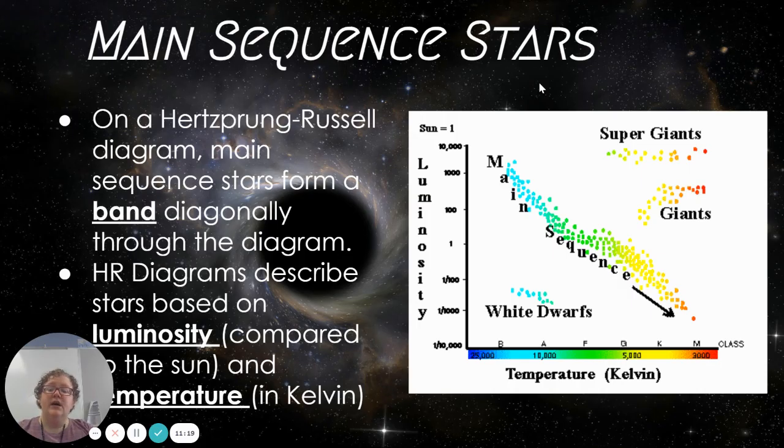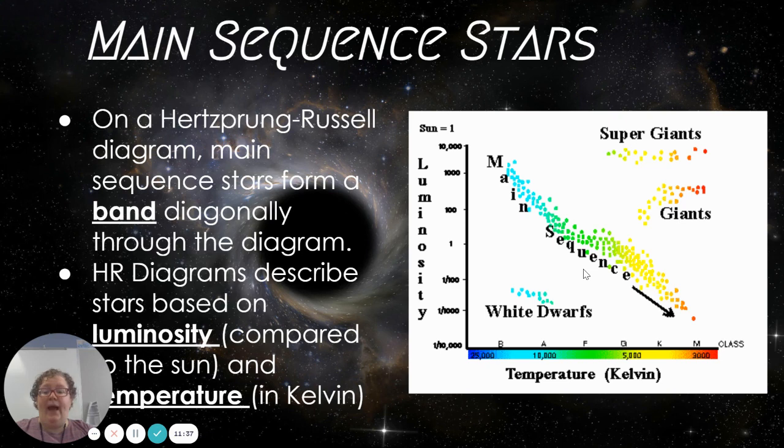Main sequence stars, if we look at what we call a Hertzsprung-Russell diagram, that is like this chart over here, the main sequence stars are going to form this diagonal band kind of diagonally through the center of the diagram. This HR diagram, we're going to look at them more closely in class.